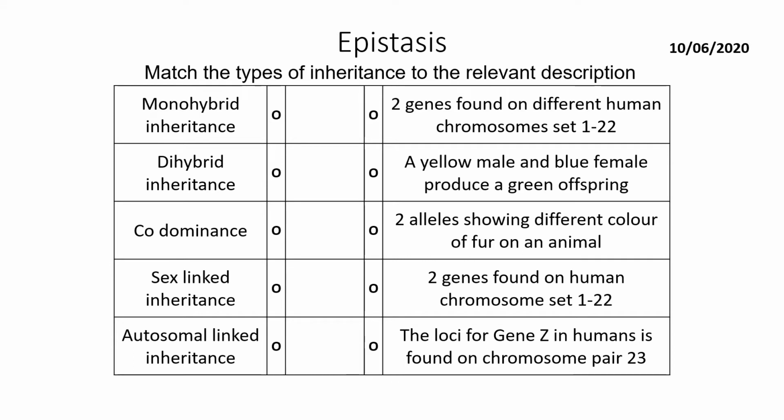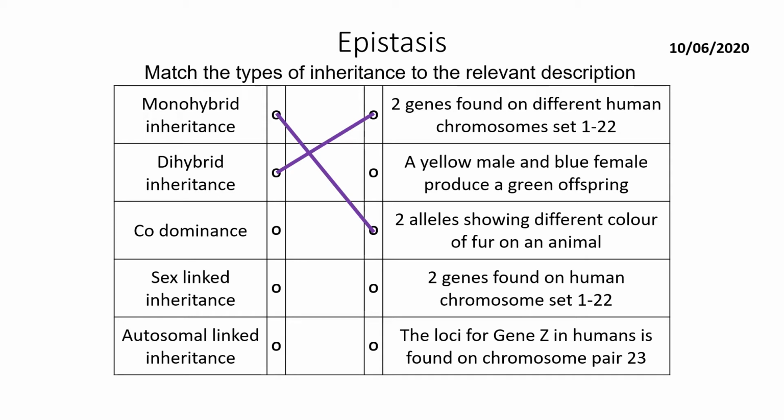So monohybrid inheritance is simply where we have one gene. You can have as many alleles as you want, but it's only one gene linked to one characteristic or one polypeptide. Dihybrid, di meaning two, means that we have two genes, and remember we're talking about autosomal genes, which in humans is pairs number 1 to 22.